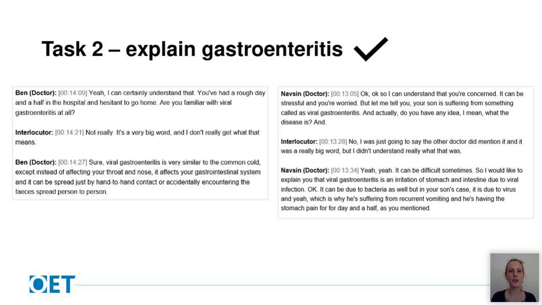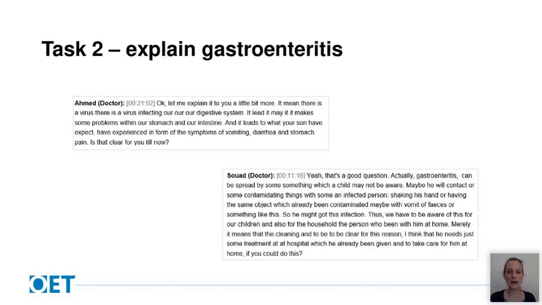Whereas Navsin, the doctor on the right, brings the explanation back to the parent's son several times by saying, in your son's case, why he's suffering and he's having the stomach pain. So they've both done it quite differently, but the one on the left uses lay language very effectively. The one on the right makes it very relevant to the parent. So they've both done a good job in their explanation. Compare these to 2 other doctors and their explanations. They're also not bad, but they're not quite so clear or parent-centered.